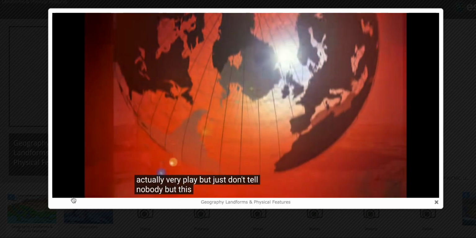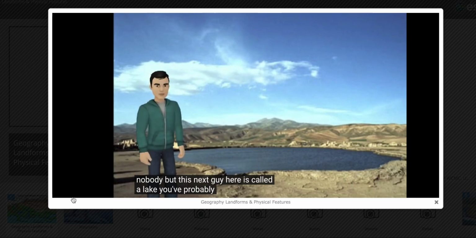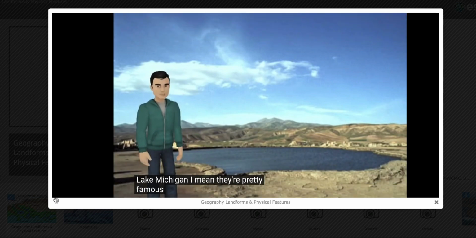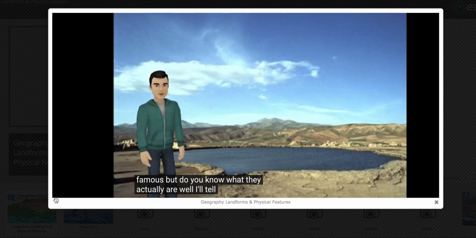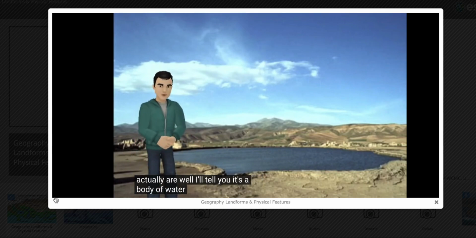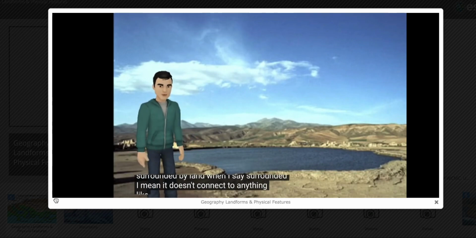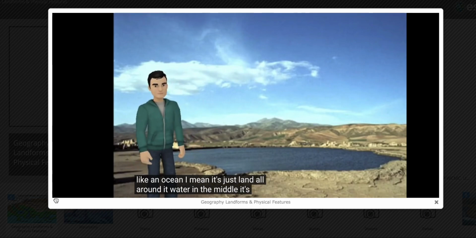This next guy here is called a lake. You've probably all heard of these before, whether it's Lake Erie or Lake Michigan. I mean, they're pretty famous. But do you know what they actually are? Well, I'll tell you. It's a body of water that is completely surrounded by land. And when I say surrounded, I mean it doesn't connect to anything like an ocean. I mean it's just land all around it, water in the middle. It's a lake.